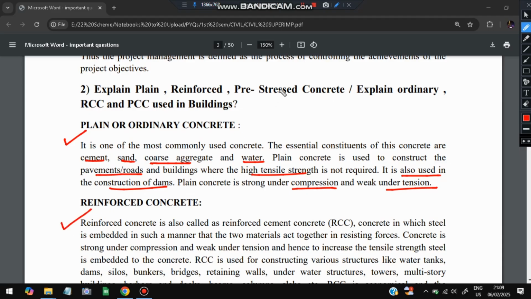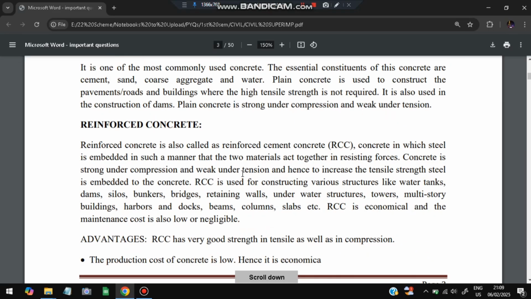Next is reinforced concrete. In reinforced concrete there will be some differences. Here steel will be included in that.